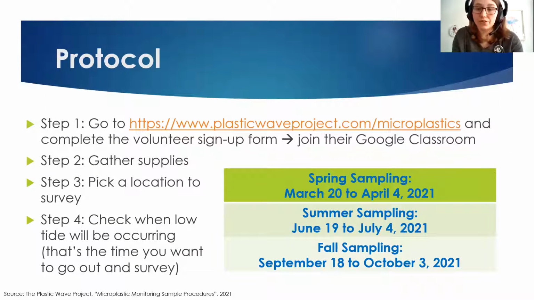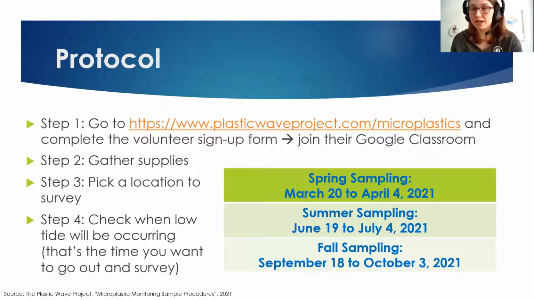And so for their project, you can go to plasticwaveproject.com/microplastics, and there you're going to find a volunteer sign-up form. You fill that out, and then they're going to send you an email. And in that email, they're going to invite you to their Google Classroom. And the Google Classroom is where you submit your data. So whereas with the other protocol, you would submit your data on this form, here it's submitted to a Google Classroom, and there are some other forms involved.